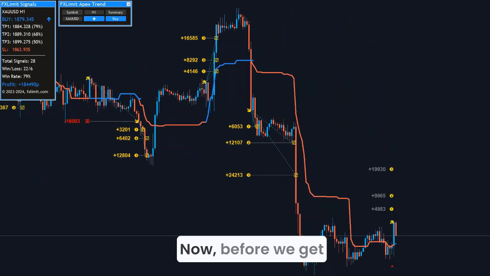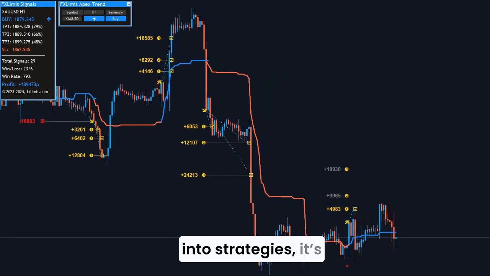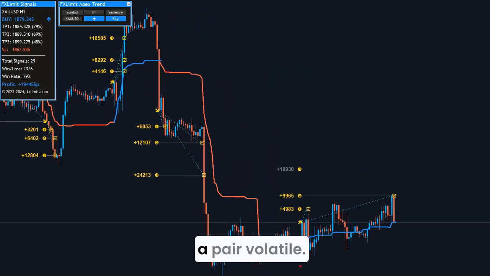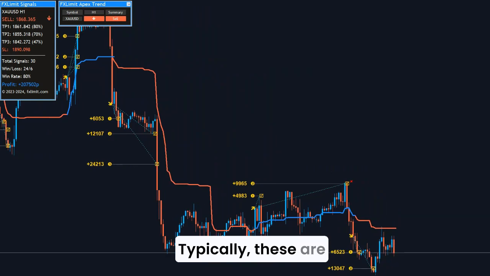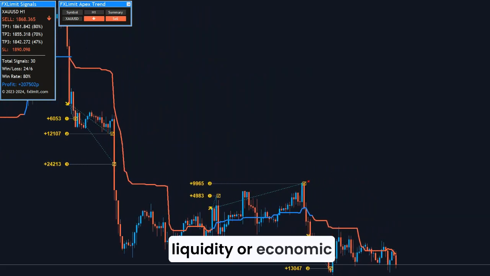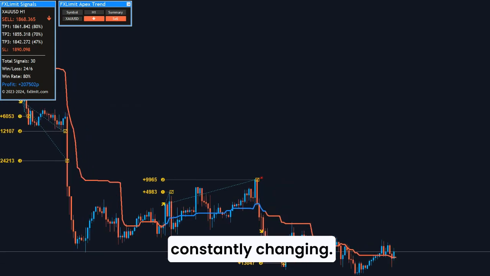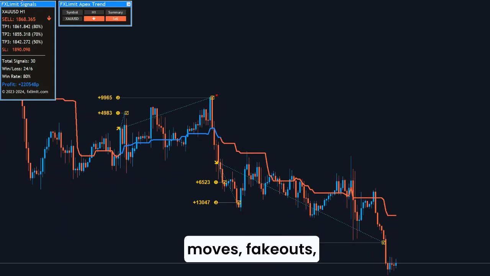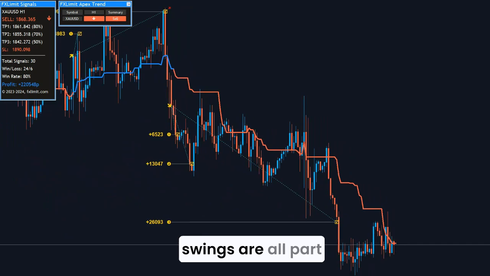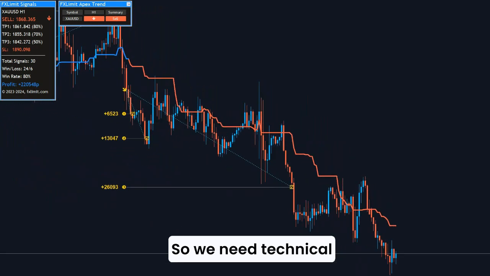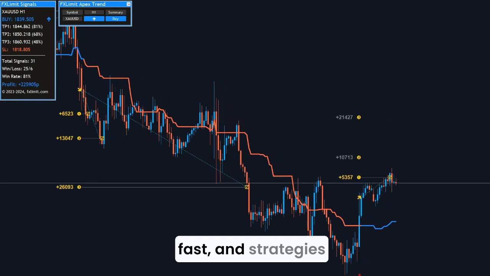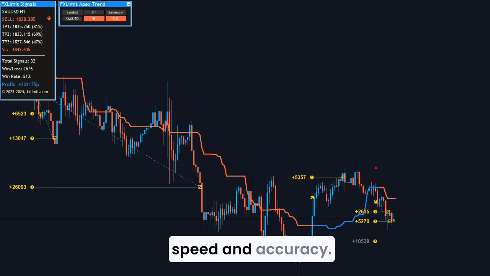for this. Now, before we get into strategies, it's important to understand what makes a pair volatile. Typically, these are pairs with lower liquidity or economic drivers that are constantly changing. This means sharp moves, fake outs, and big price swings are all part of the game. So we need technical tools that adapt fast and strategies that are built for speed and accuracy.